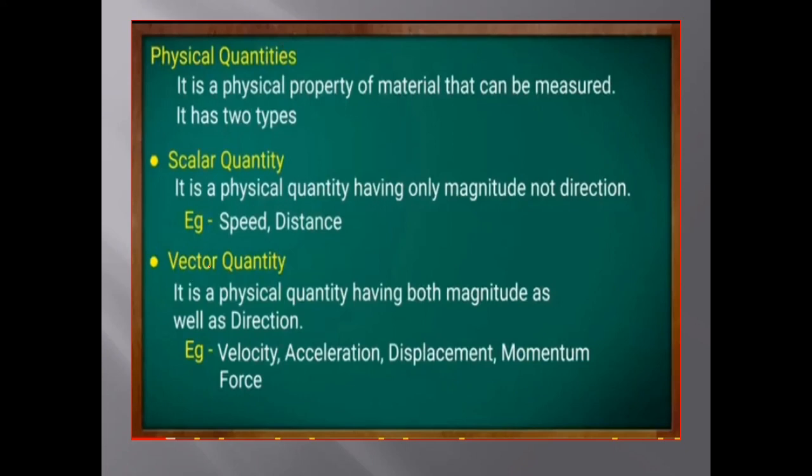Similarly, we have vector quantity. It is a physical quantity having both magnitude as well as direction. Examples are velocity, acceleration, displacement, momentum and force. In a vector quantity, what we have to give more importance to is the direction. Along with the magnitude, we have direction also. That means wherever the object is moving, in which direction it is moving, it is important to mention it.